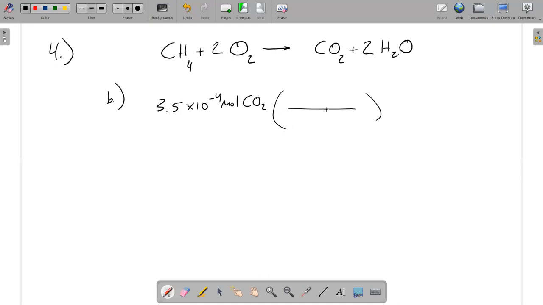We need to know how many moles of methane we need. So the moles of CO2, which is the quantity we start with, has to go in the denominator. Moles of methane, that's the CH4, goes in the numerator. And the ratio is 1 to 1. For every 1 carbon dioxide, you need 1 methane. That's how you'd write it out. But you can also see pretty quickly it's just going to be 3.5 times 10 to the negative fourth moles of methane, because no matter what quantity of methane, you get exactly the same quantity of CO2.